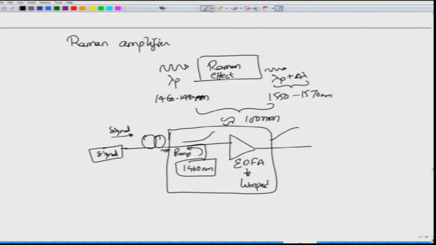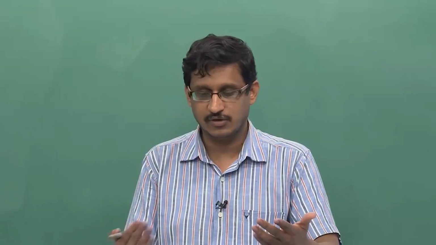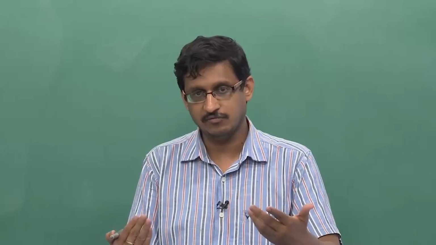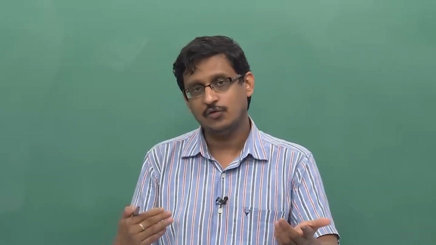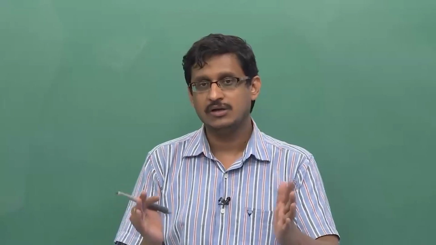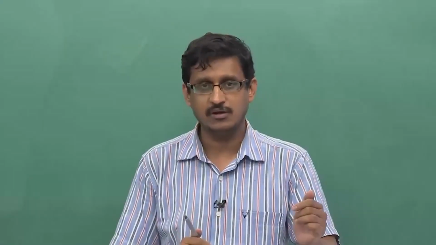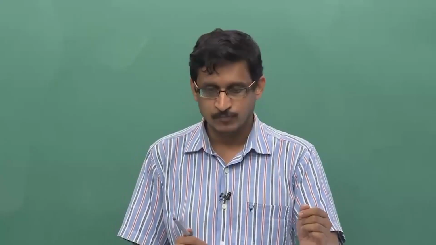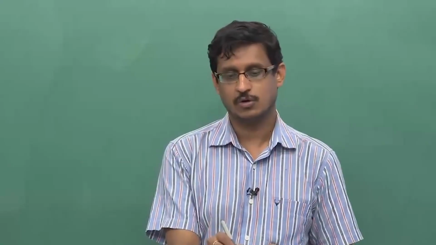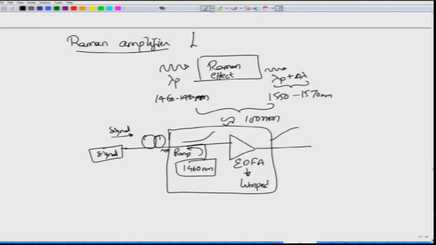In addition, any fluctuations in the pump power are felt instantaneously on the signal because of the very fast response of the Raman effect. Its response time is in nanoseconds, whereas for the erbium doped fiber amplifier it is in milliseconds. Therefore, fluctuations in the pump power do not typically create problems in the erbium doped fiber amplifier. So this is about the Raman amplifier, one of the newer technologies, typically made to work in the L band, the long wavelength band, around 1600 nanometer and beyond.